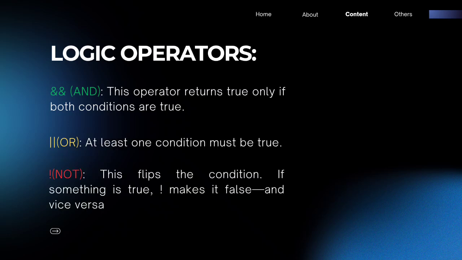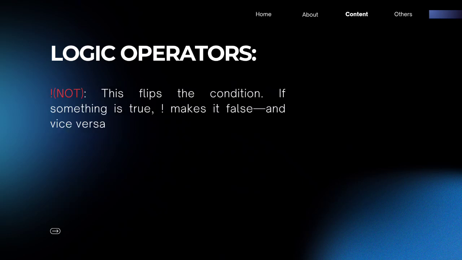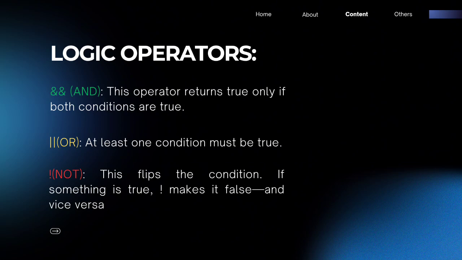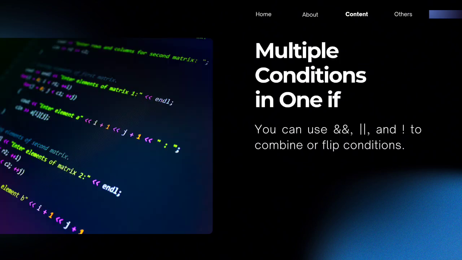NOT. This flips the condition. If something is true, NOT makes it false and vice versa. Use this when you want to check for the opposite, like if you want to allow access to non-members. These operators help us write cleaner and more precise conditions in our if statement, especially when dealing with multiple requirements. Multiple conditions in one if: you can use AND, OR, and NOT to combine or flip conditions.